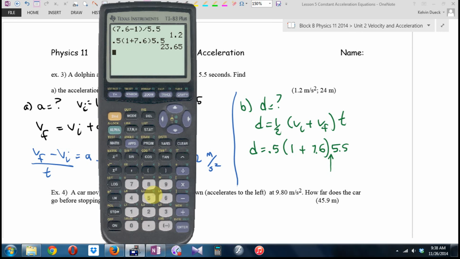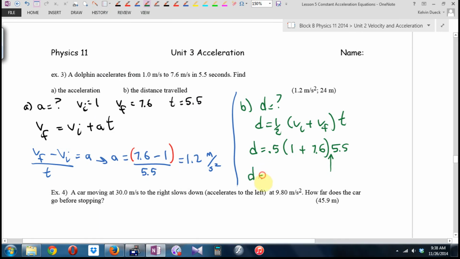So I'm going to write like this. This is my fallback. I'm going to go D equals 23.65, but if I go to 2 sig figs, what am I going to write? 24, units, meters. Meters.